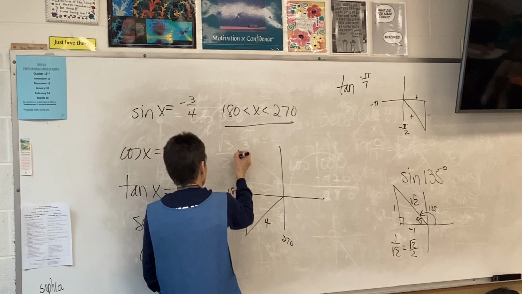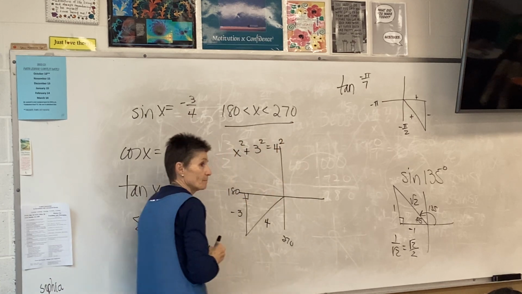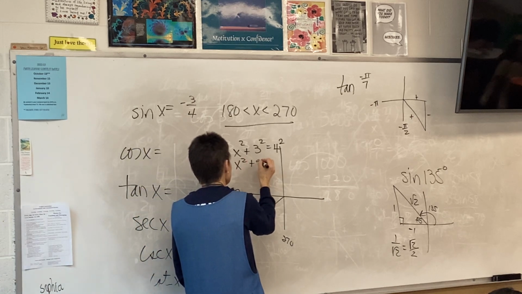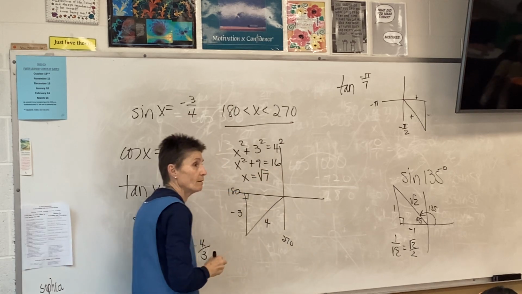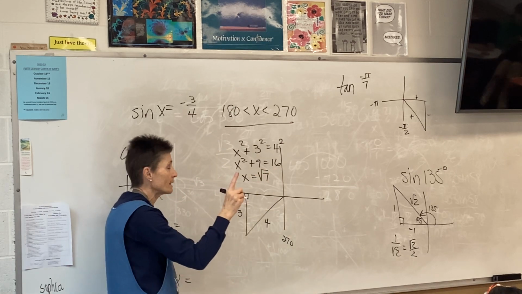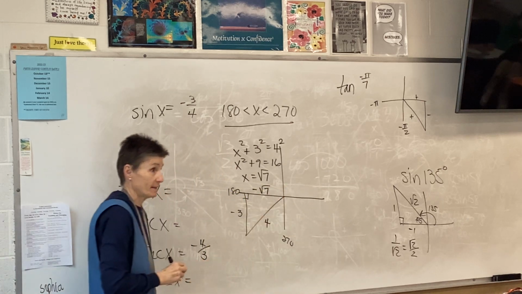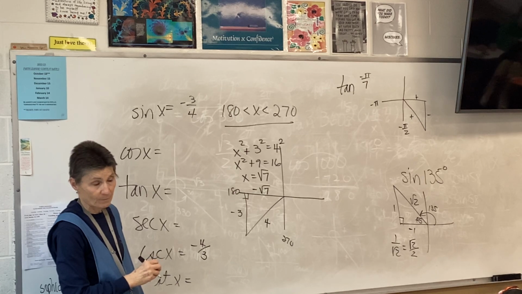It's like, x squared plus 3 squared is 4 squared. Pretty sure it's root 5. It's not. It's root 7. My x squared plus 9 is 16, so x equals the square root of 7. Only in quadrant 3, it is going to be negative. We have to pay attention to our location.